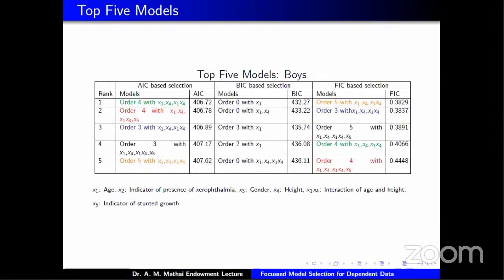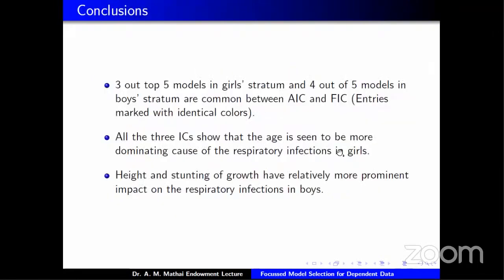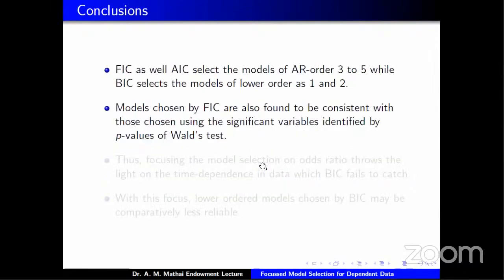So you see the corresponding AIC and FIC expressions. More or less all three information criteria show that age seems to be dominating in the case of respiratory infection in the girls. Height and stunting of growth have a relatively more prominent impact on respiratory infection in boys. These are some of the outcomes of this data analysis exercise. We don't have an altogether fantastic model selection criterion that supersedes AIC and BIC. We are not claiming that, but the idea is that a contextual model selection is being developed, and that helps in many contexts, because you don't have to go for a universal best model, and depending on the focus parameter, things would be much easier in this particular case.